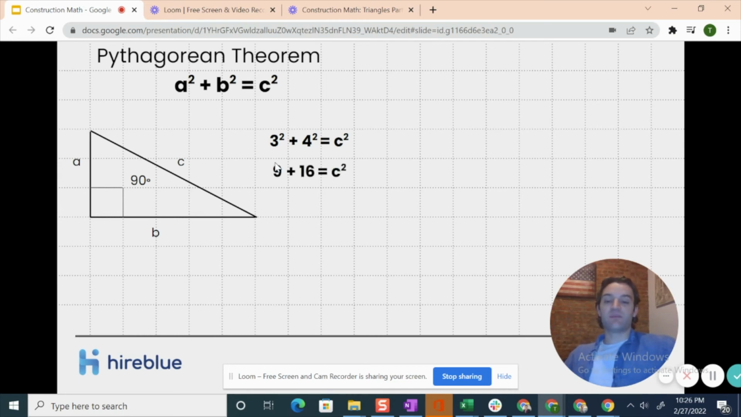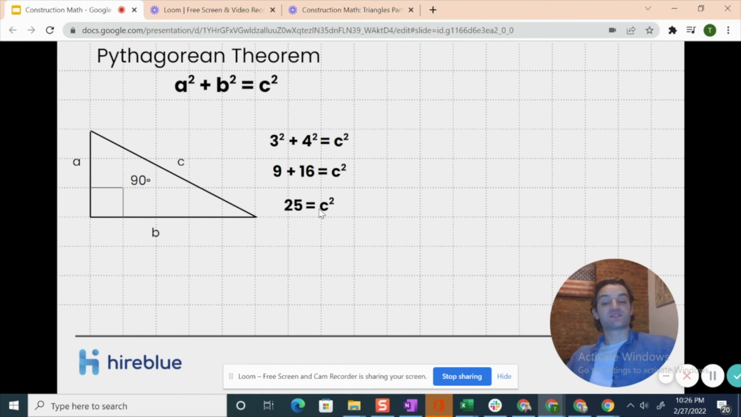So say in the Pythagorean theorem, we know that A is 3 and B is 4, but we're trying to solve for C. Already, because we know the 3-4-5 ratio, we know that C is going to be 5. But let's prove it out. 3 squared plus 4 squared equals C squared. 3 squared is 9, 4 squared is 16. So 9 plus 16 equals 25. So we know that 25 equals C squared.